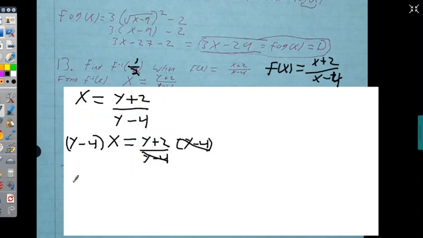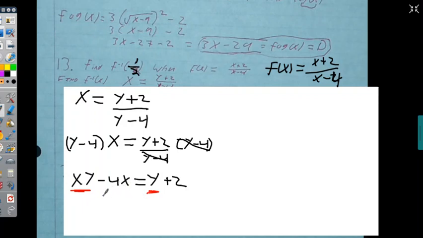So we get, distribute the x, xy minus 4x equals y plus 2. All right, next step. Good, because we're trying to get all our y terms by itself. You can either add 4x and subtract y on each side, or subtract xy on each side and subtract 2. Your call. We want to get all our y terms on the same side of the equation. Choose one method to do that.